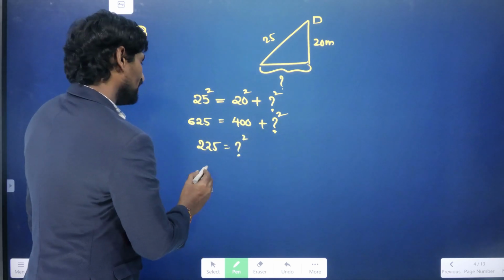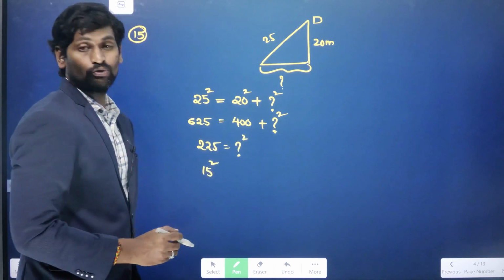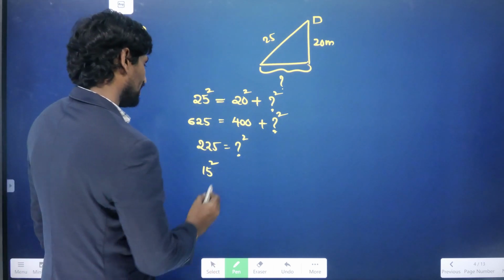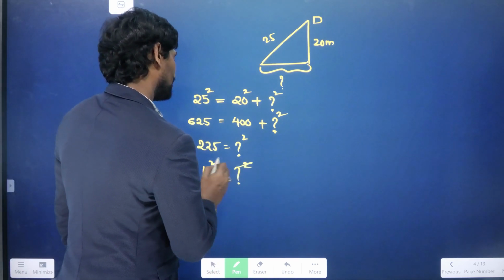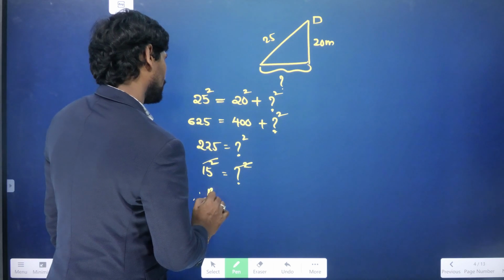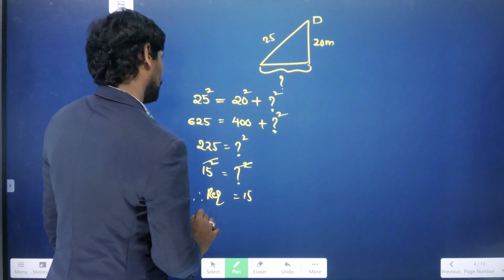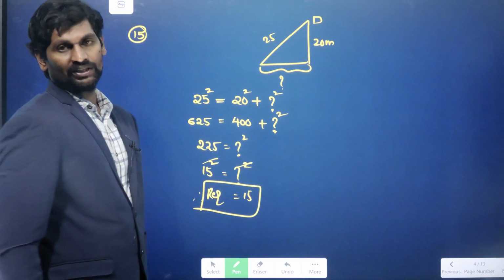So we can write this as 225, which is a square number: 15 fifteens are 225, so 15 square equals the remaining side. Therefore the remaining required side is equal to 15. So, simple Pythagoras theorem.